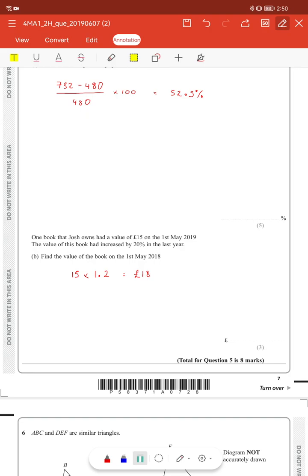Oh, sorry, it said what would the value have been the year before. So actually, 1.2x would have been the year before, is equal to 15. So the value before would be 15 divided by 1.2, which is £12.5.